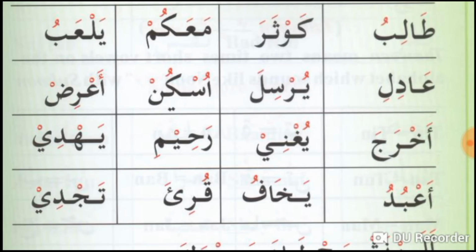Ta fata alif. Alif. Ta. Correct. Repeat after me. Ta fata alif ta. Okay. Ta fata alif ta. Correct. Now repeat after me. Ain fata alif a. Ain fata alif a. Correct. I'll repeat again. Ta fata alif ta. Ain fata alif a. Good.